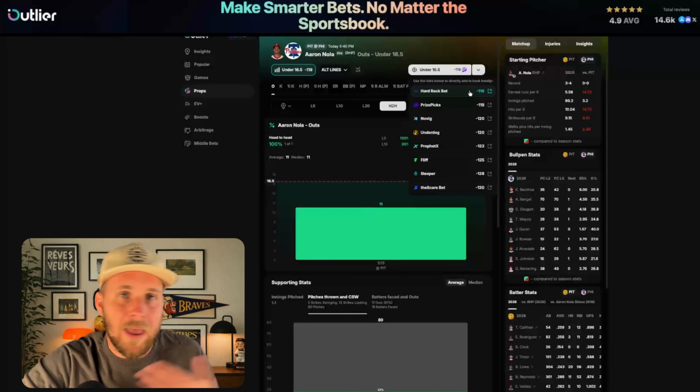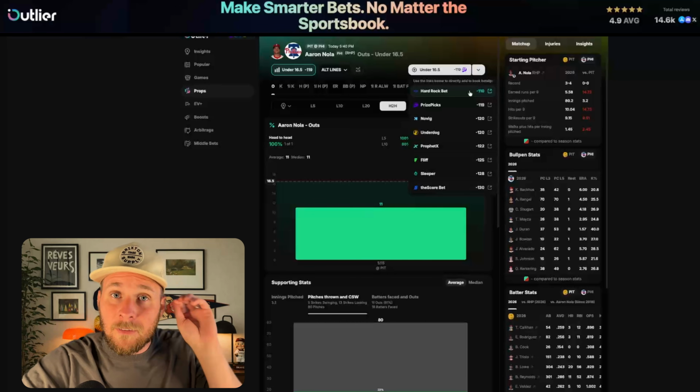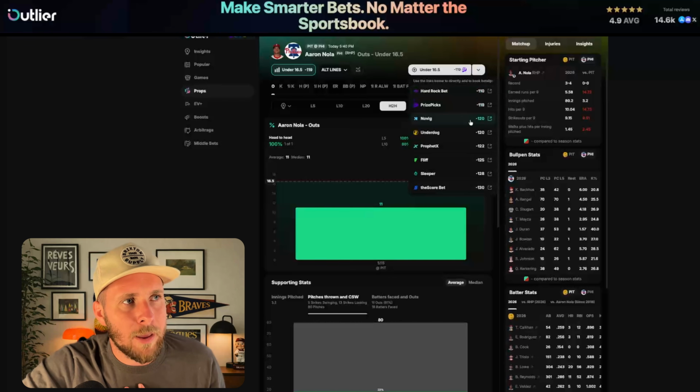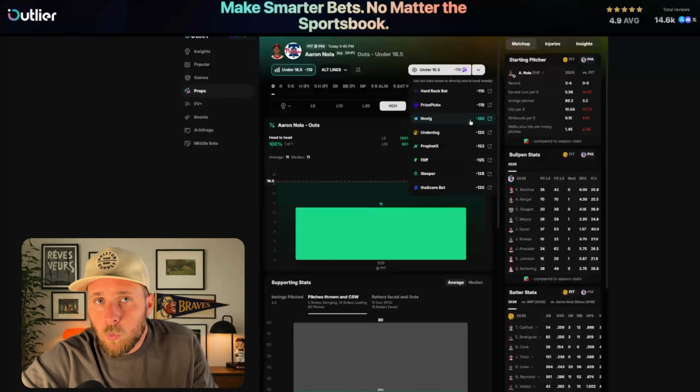I personally cannot bet on this sportsbook because I don't live in a state that allows me to bet on Hard Rock Bet. But if you could, then I would absolutely bet that. But for me, I would have to bet on Novig at -120. But again, we had a really good chart moving down. That's all really good signs for me.